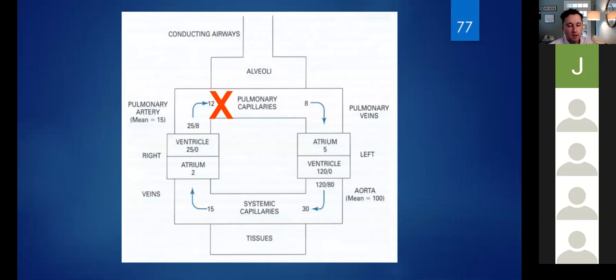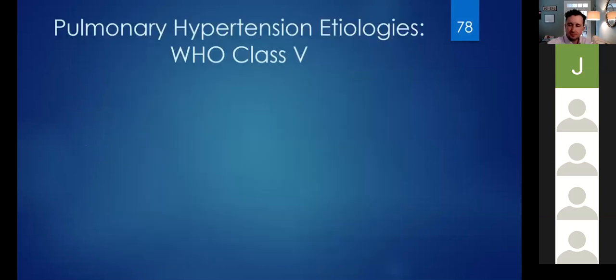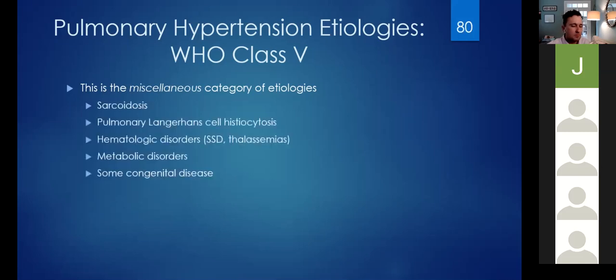Okay. And then lastly, class 5. This is just kind of the catch-all category, the miscellaneous category that contains all the other etiologies. So sarcoid and things like sickle cell disease are some of the more common etiologies that we see that fall into this category.